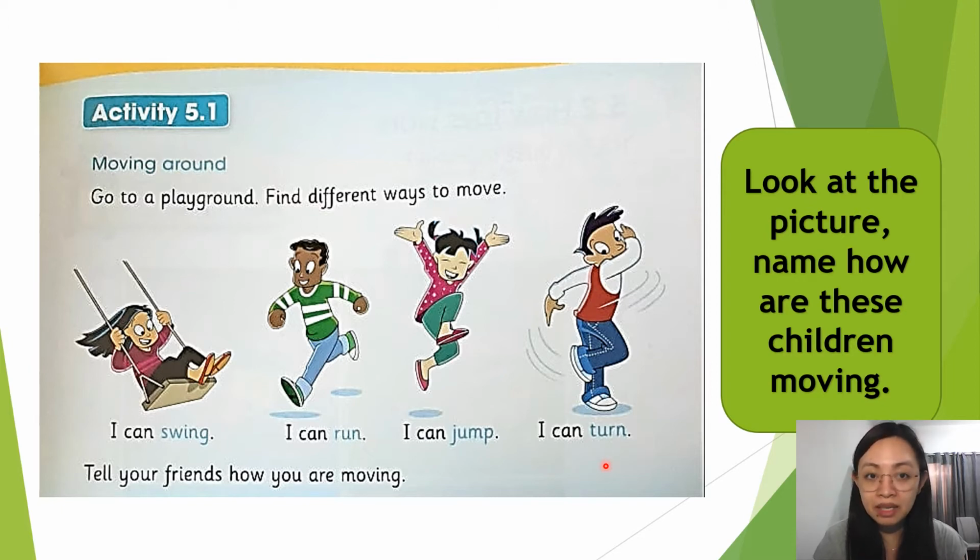So maybe you can play with your mom, your dad, or your brother and sister. Tell them how you are moving. You do the action and let them guess what your movement is, or what you are doing, okay? Let's read them once again. I can swing. I can run. I can jump. I can turn. Very good. So swing, run, jump, and turn are actions or movements.